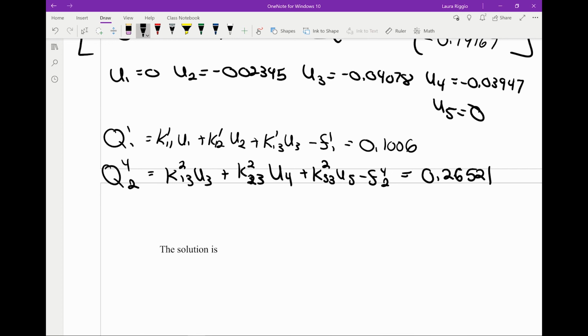So those are the steps in solving any problem that you're going to have for homework. This is also the end of all of the theory. So next we're going to start working on how to use SOLIDWORKS.